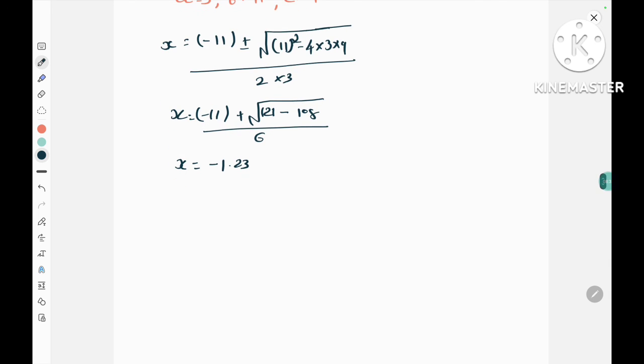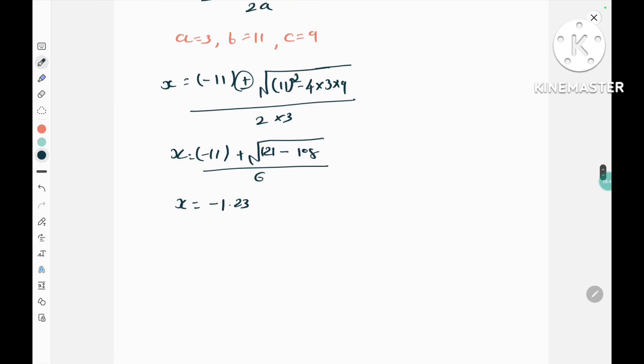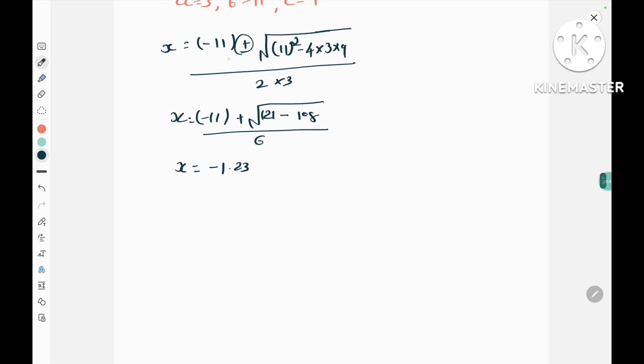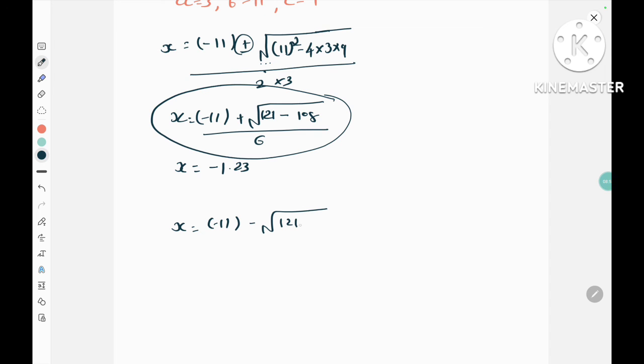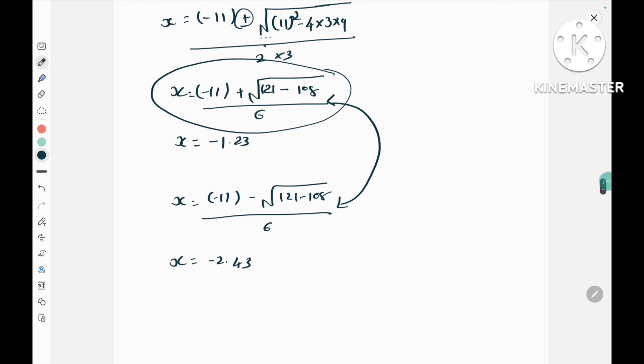The first time we used the plus sign, the second time we are going to take the minus sign. So what I am going to do, I am not going to write this formula again, and I am not even writing this, I am writing this step directly. So x equals minus 11 minus square root of 121 take away 108 over 6. So x equals minus 2.43. This is the answer. You can shorten all these steps, so you can save your time.